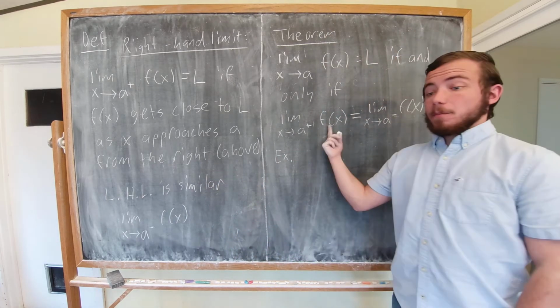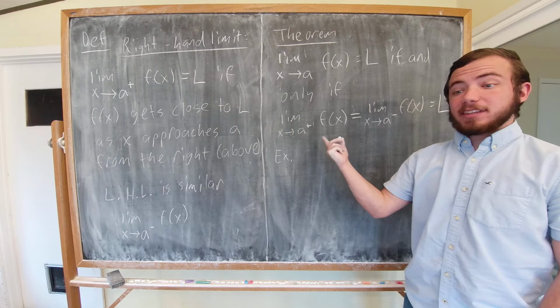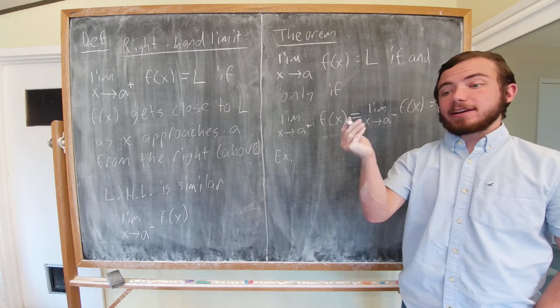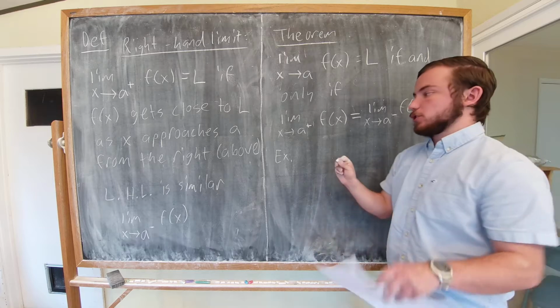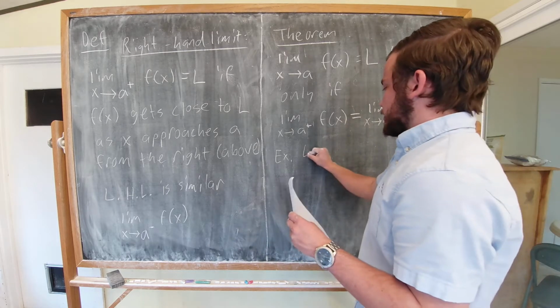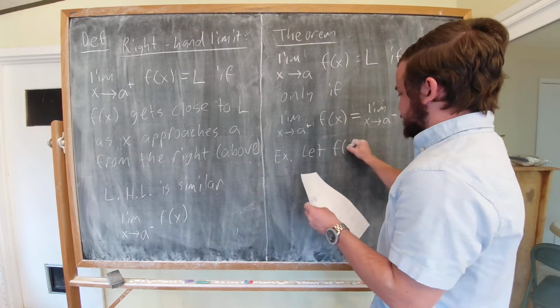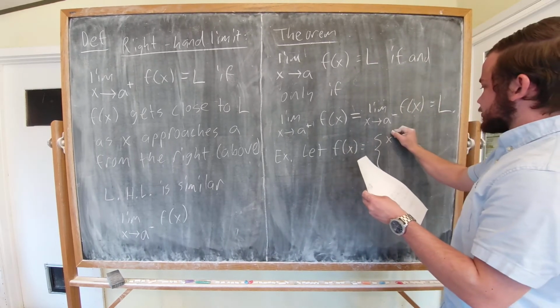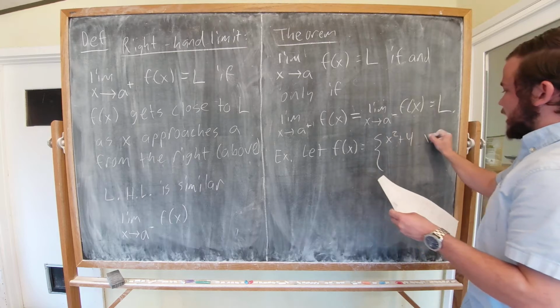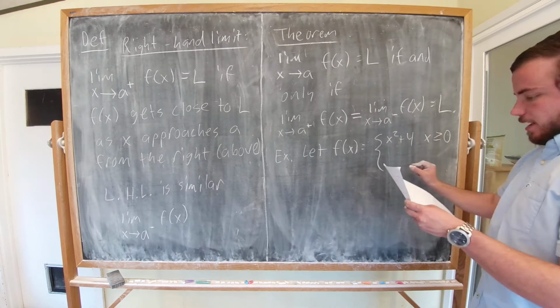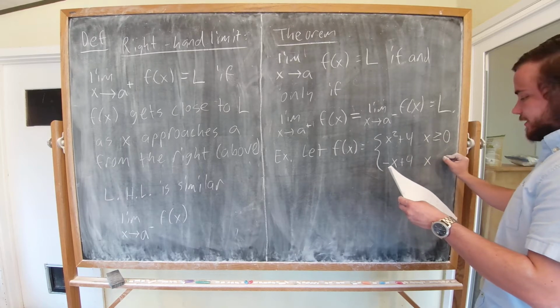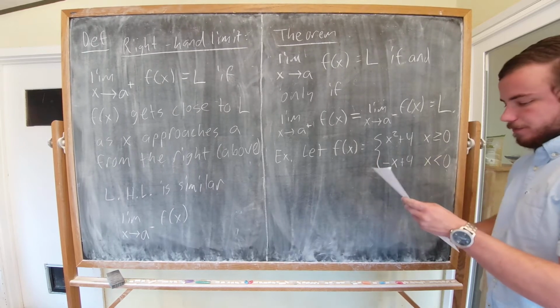For example, this is going to be our only way, really, to calculate the limit of piecewise functions at the point where they switch from one branch of the function to another. Let's let f of x equal the piecewise function x squared plus 4 when x is greater than or equal to 0, and negative x plus 4 for x less than 0.